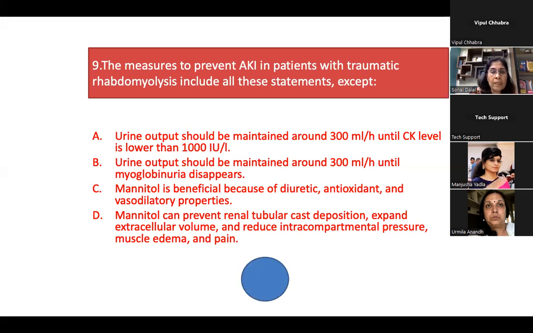Time up. The correct answer is you have to maintain the urine output above 300 ml per hour till the CPK is less than 1000. This will prevent the AKI in patients with rhabdomyolysis.